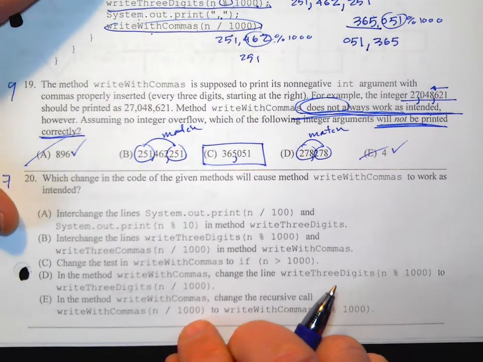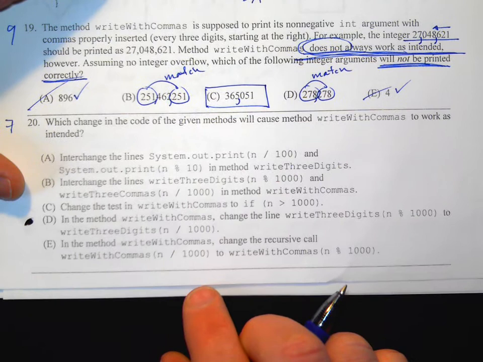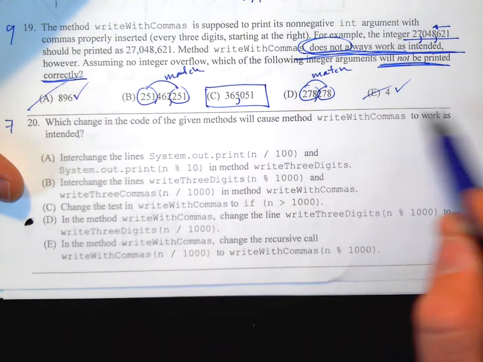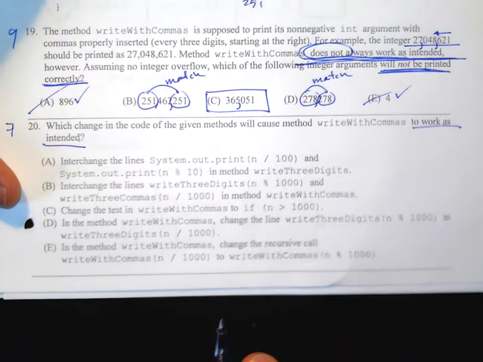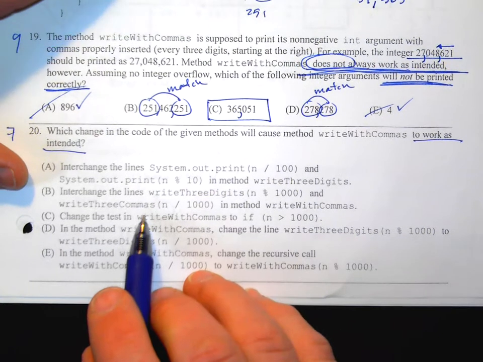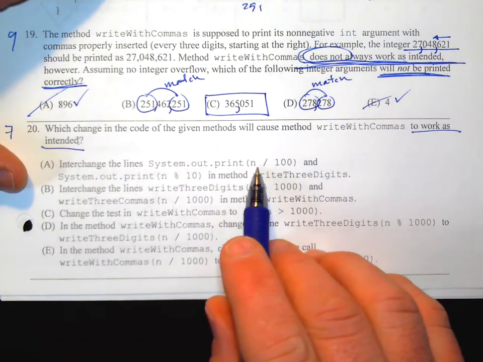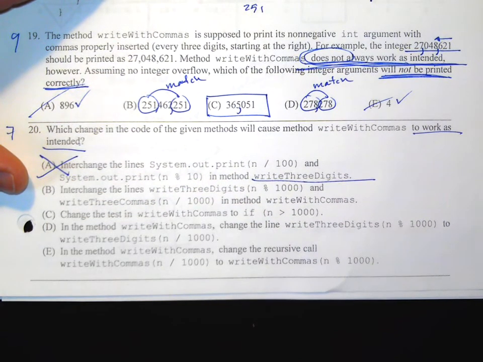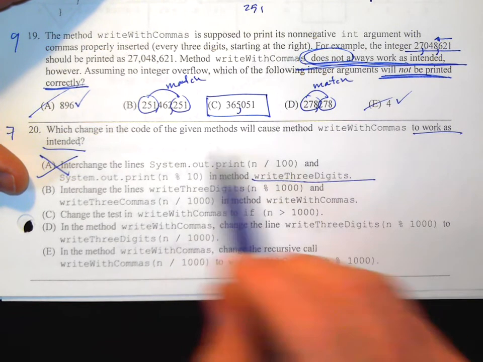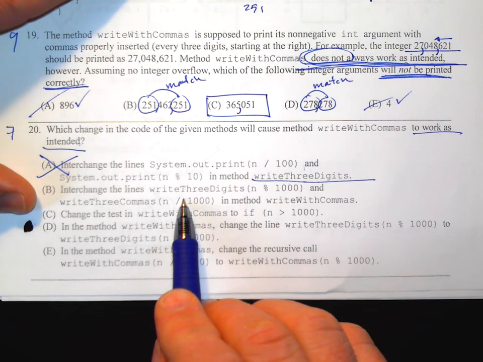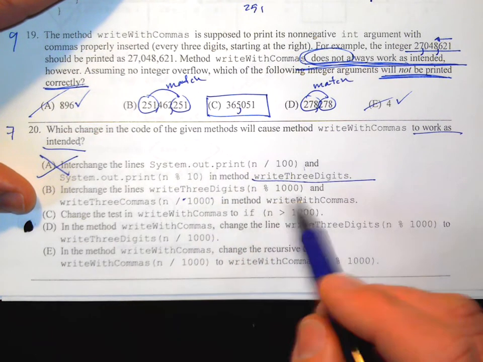Okay? So now on 20, this is maybe the harder part. Which change in the code of the given methods will cause it to work as intended? So we've got to figure out, well, what do we have to change here so that it'll work? Now, let's just interchange the line system dot out dot whatever in the write 3 digits. Write 3 digits is not the problem here. Write 3 digits just prints out 3 digits. So changes in write 3 digits are not necessary. Now this one says interchange the lines write 3 digits and write 3 commas in the method write 3 commas.